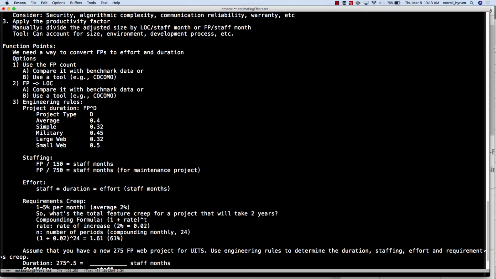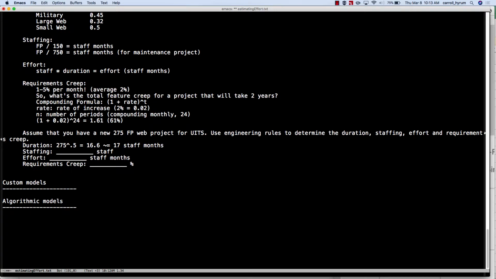So if we went with small web, 16.6, well, we don't want to report 16.6 staff months. Let's just assume 17 staff months to round it out, make it a little easier.